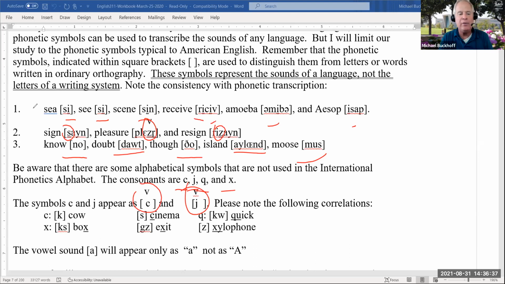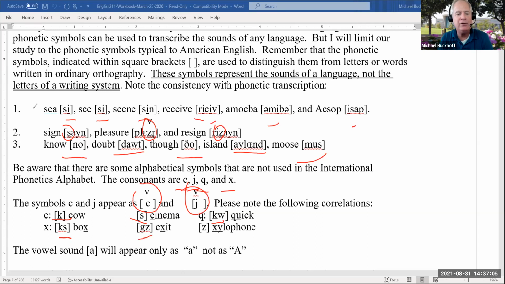It says, please note the following correlation. The C you'll see typically represented as a K and maybe an S. Notice how the Q is typically represented as a KW, and then the X typically breaks down into a consonant cluster, the KS, and even a weird one, the X in the word egg, exit, egg, exit.